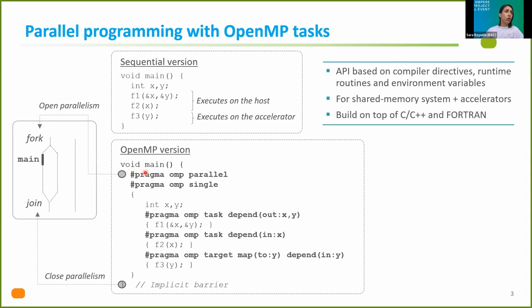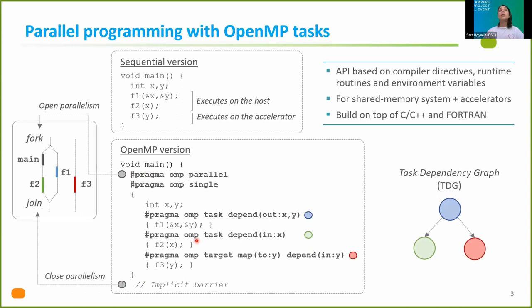It implements a fork-join model of parallelism. With the parallel directive, parallelism is spawned. And at the end of this parallel directive, there is an implicit barrier that joins the parallelism. And then if we focus on the tasking model of OpenMP, which is our target in the AMPERE project, the task directive and the target directive allow to define the units of work. And when using a task, we are defining the work to be executed in the host. And when we use the target, the work is going to be uploaded to an accelerator device.